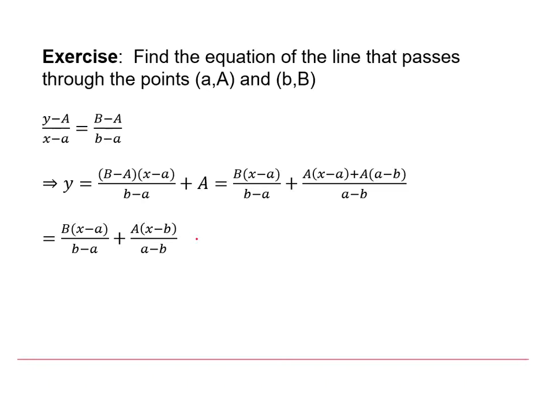The purpose of arranging it in this form is that we can see that when x equals a, this term is going to vanish, and we're just going to be left with capital A. So that means the line goes through the point little a, big A, and then similarly for little b, big B. And we're going to extend this further shortly.